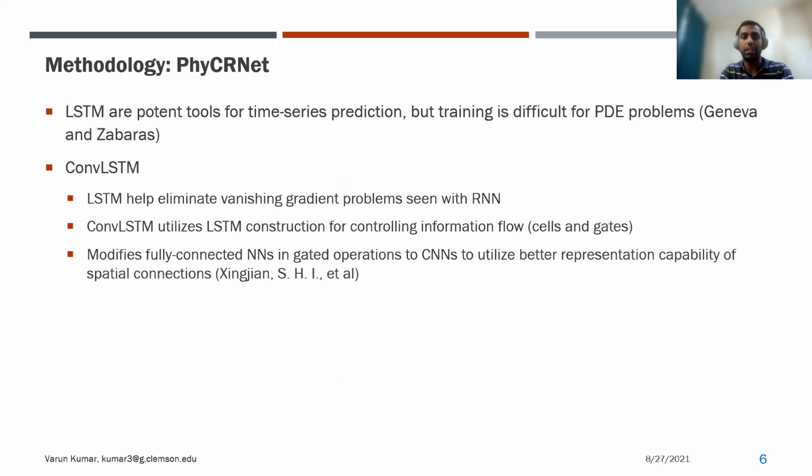In this particular work, the authors have used a convolution in conjunction with LSTM, where the LSTM helps eliminate the vanishing gradient problem, which is often present with RNNs. And this LSTM utilizes the LSTM construction in principle. The only difference is that it is taking input from a convolution network now. So that's why I think they use the term convolution LSTM in this work.